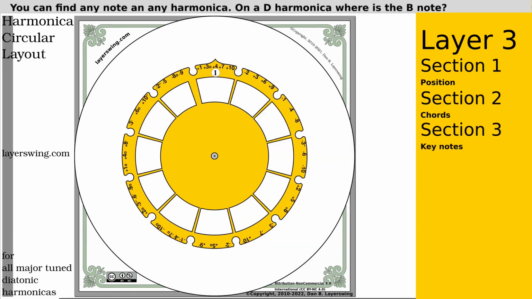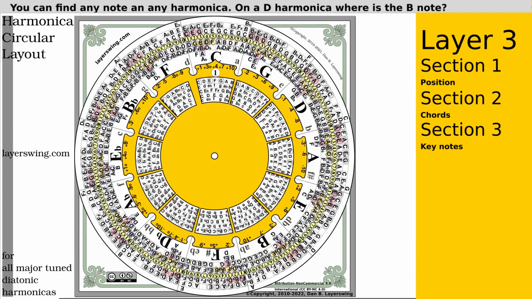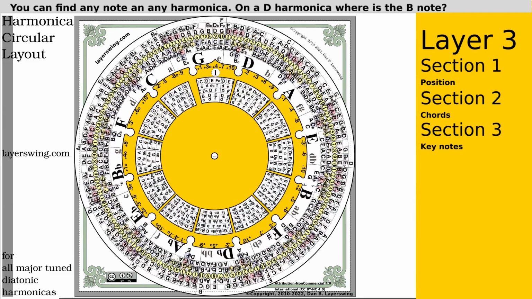Layer 3. Section 3. Keynote. Contains the number of holes for each note. You can find any note on any harmonica. For example, on a D harmonica, where is the B note?